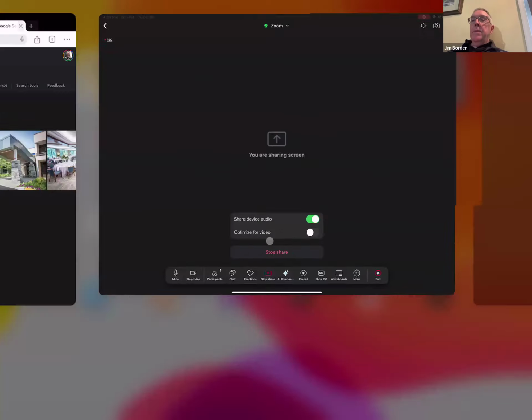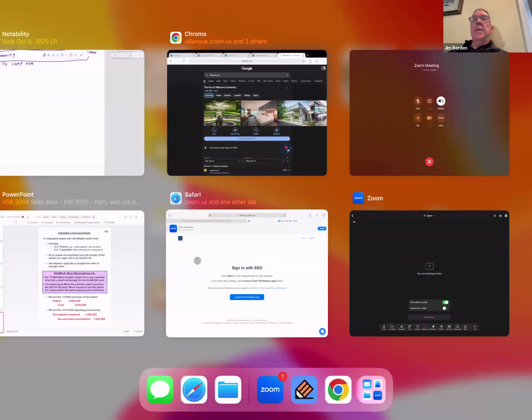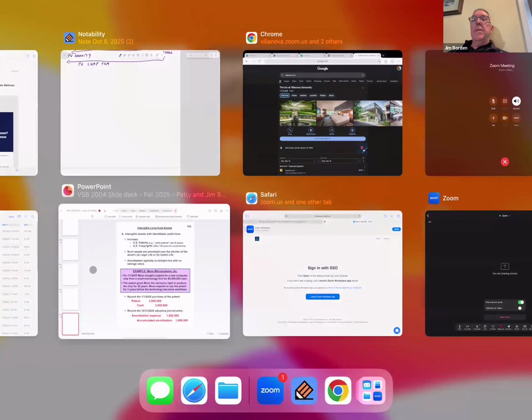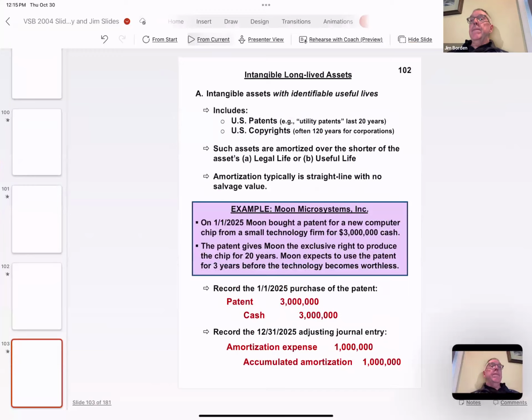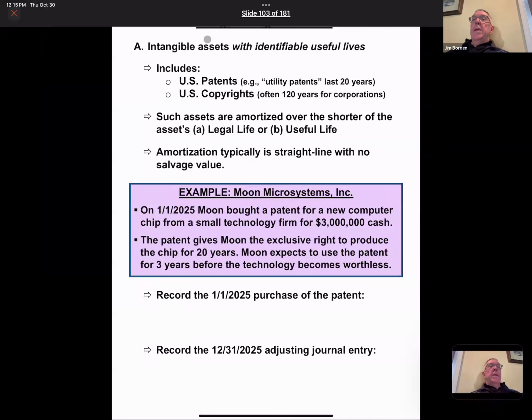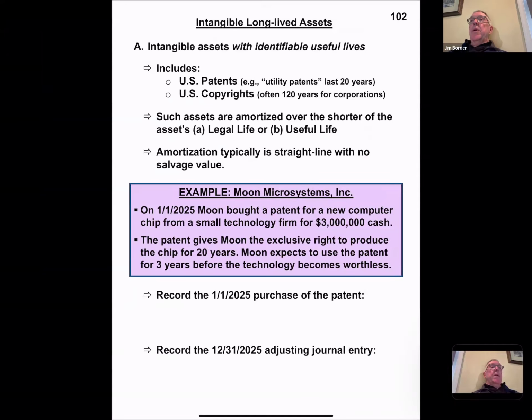And let's go to our slides. So you may recall yesterday or Tuesday, when we started talking about long-lived assets, one way we split them up was between tangible and intangible. And we define tangible assets as those that have some physical presence to them, like land, buildings, or equipment. The other category is intangible, and these are assets that do not have such a feature.